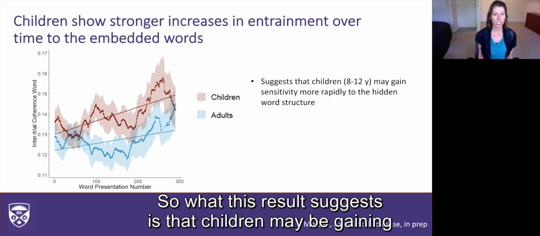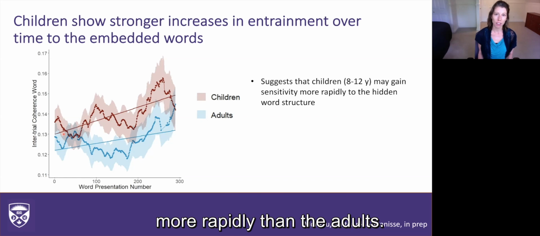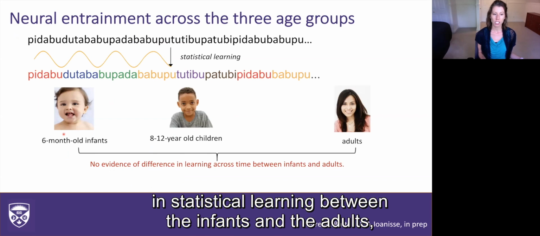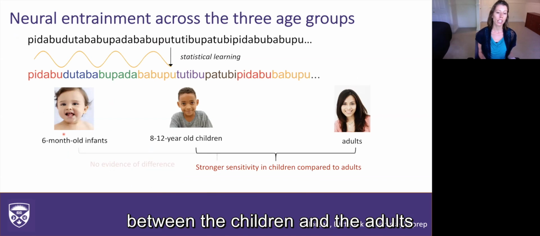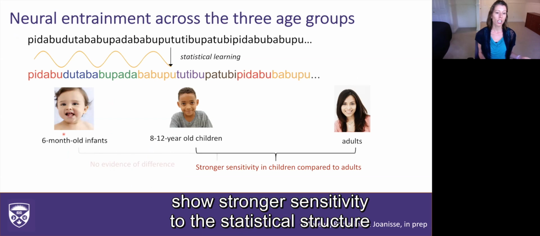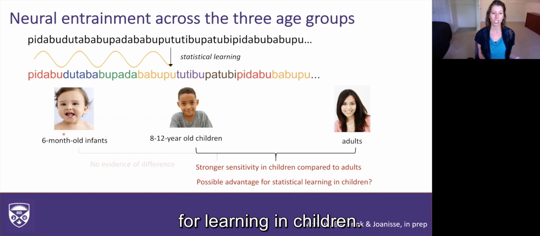So what this result suggests is that children may be gaining sensitivity to the structure of this artificial language more rapidly than the adults. So although we didn't find evidence of a difference in statistical learning between the infants and the adults, between the children and the adults, we do see a difference, suggesting that the children show stronger sensitivity to the statistical structure of the language and suggesting a possible advantage for learning in children.